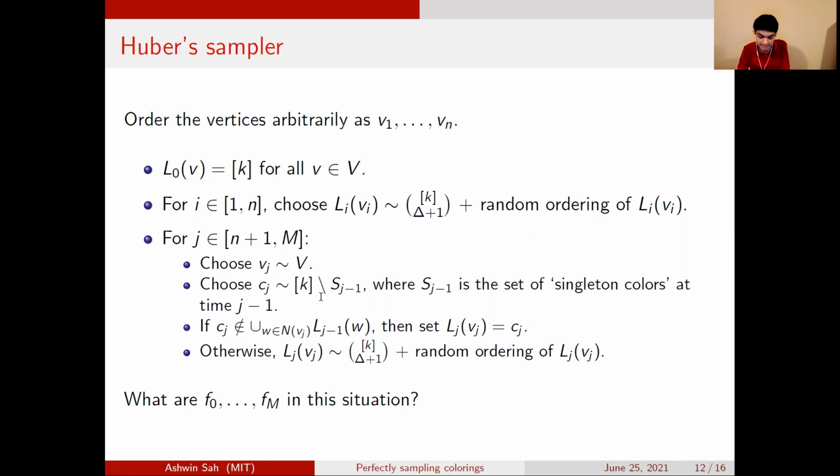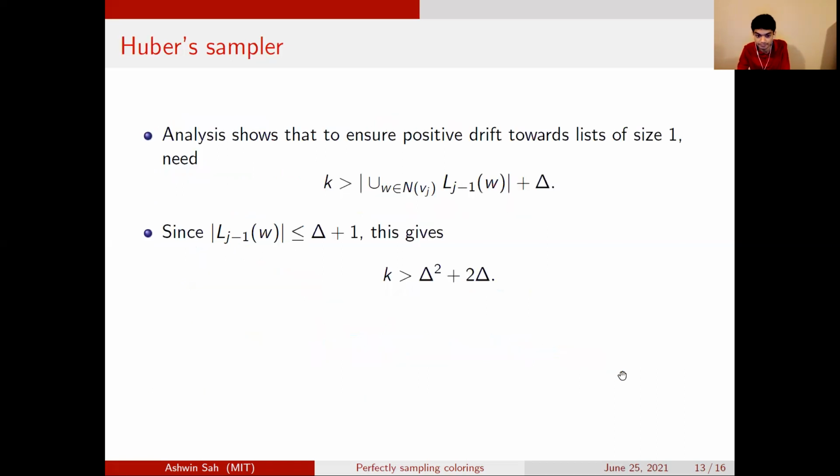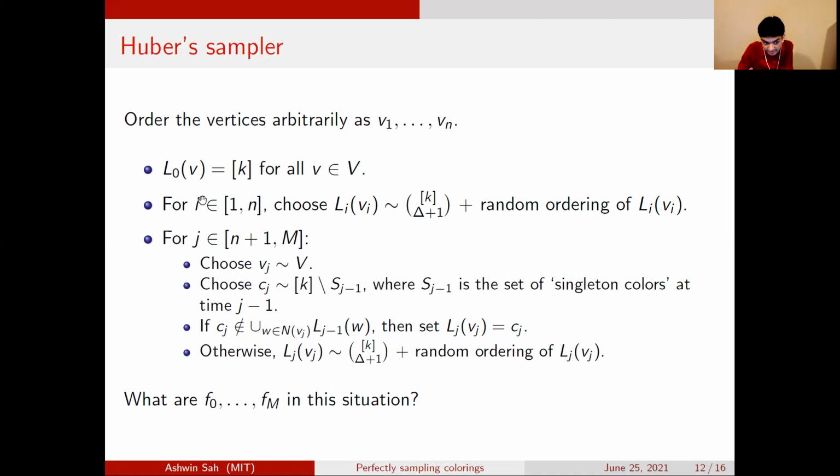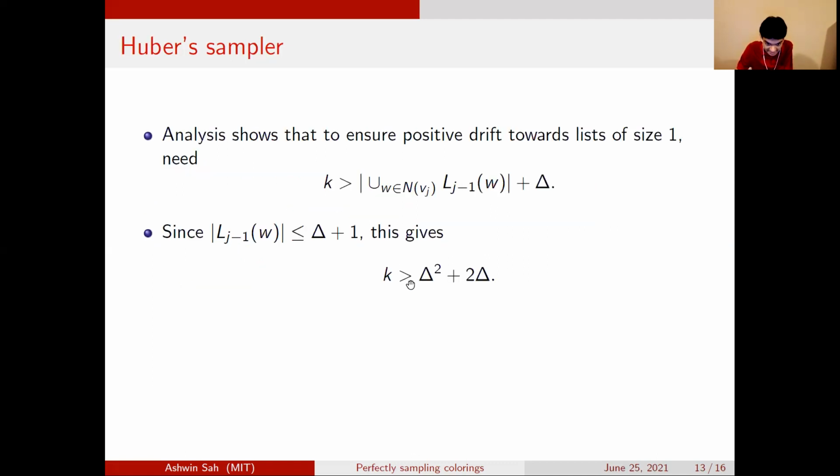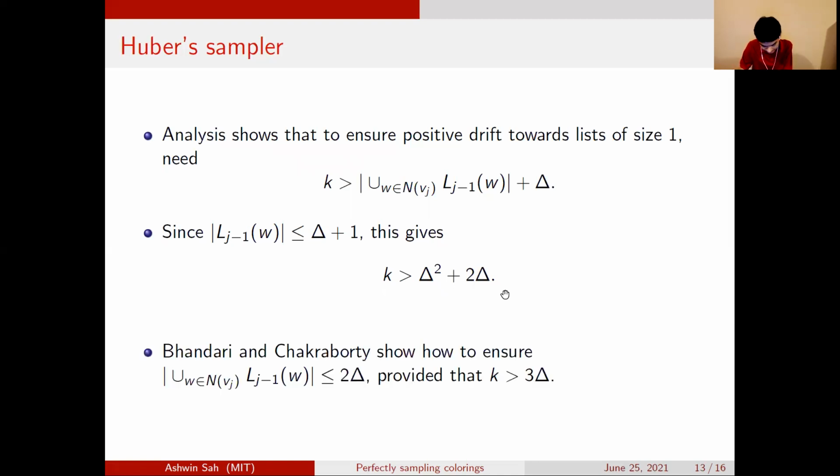Now, the lists often are going to get smaller, but not always. And analysis shows that you have a positive drift towards the list size 1 as long as k is greater than delta plus the union of the list sizes of the neighbors. And this is a pretty general phenomenon for these types of algorithms. Since the list sizes are at most delta plus 1 after this pre-processing step from 1 through n, you see that when k is greater than around delta squared, you have a positive drift and the result will follow.